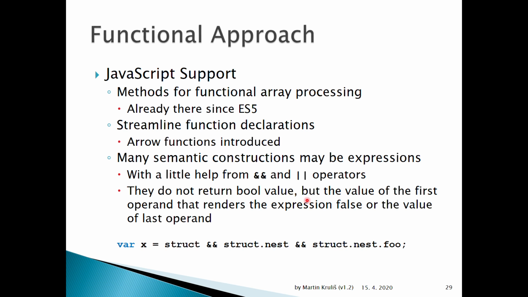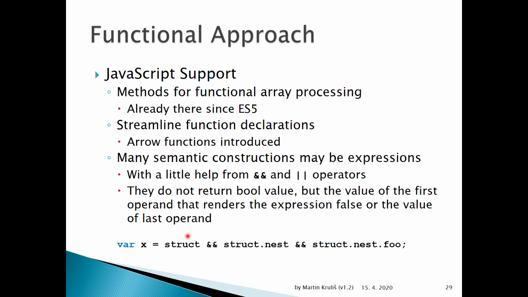The AND and OR operators do not return the Boolean value, but instead they return the value of the first or of the last operand. So they actually return the values of the operands. In case of AND, it will test the first operand, whether it's truthy or not, so whether it can be converted to true or not. And if the first operand can be converted to true, then it returns the second operand. And the OR works the other way. So if the first operand is false, then it tries to return the second one. Otherwise, they return the first one.